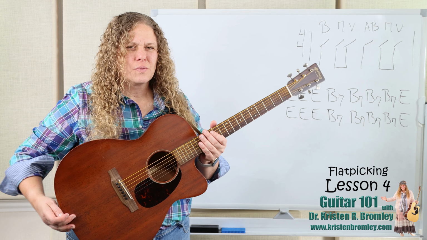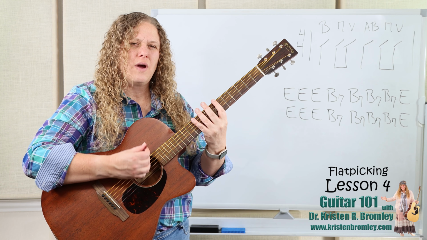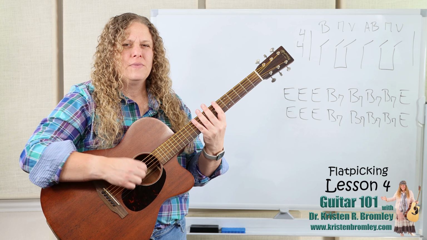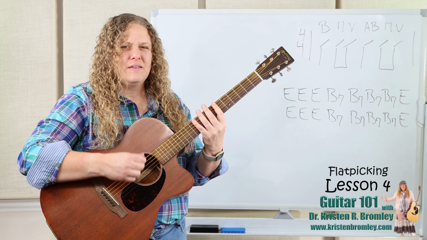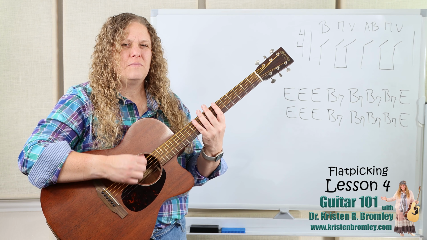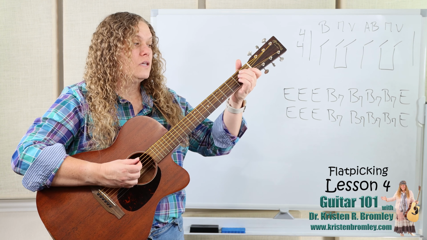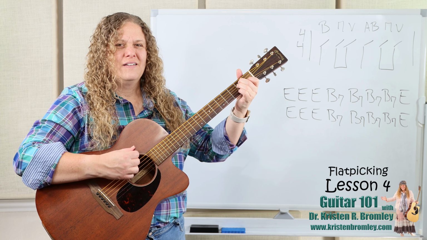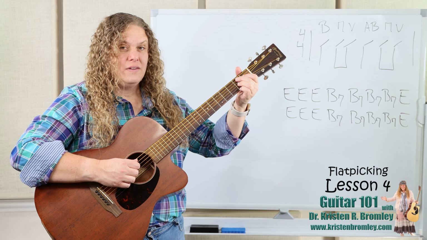So in lesson 3, we worked on a strumming pattern where we grabbed the bass note, did a down up, grabbed the bass note again, and did a down up. So it went bass, down up, bass, down up, bass, down up, bass, down up. On the E chord, that looked like bass. On B7.